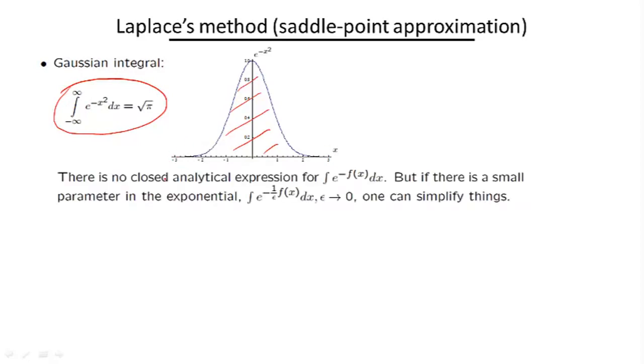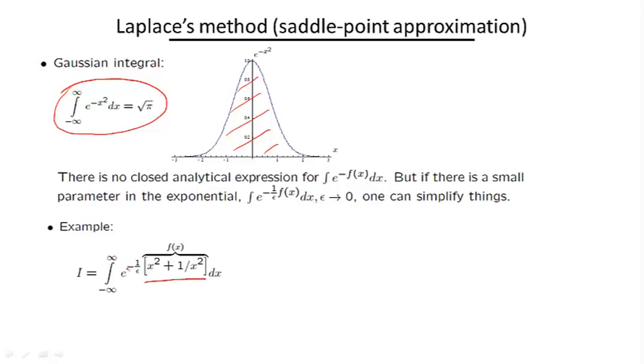Now, in general, however, if we want to calculate the integral from minus infinity to plus infinity, or some other limits, of a function e to the power minus f of x, where f of x is a relatively arbitrary function, there is typically no closed mathematical expression for such an integral. But it turns out that if there is a small parameter in the exponential, if the function involves not just f of x but f of x divided by some epsilon, and this epsilon is very small, then in many cases one can simplify things. I will explain the logic behind this simplification on a particular example of this function f of x, which is x squared plus 1 over x squared.